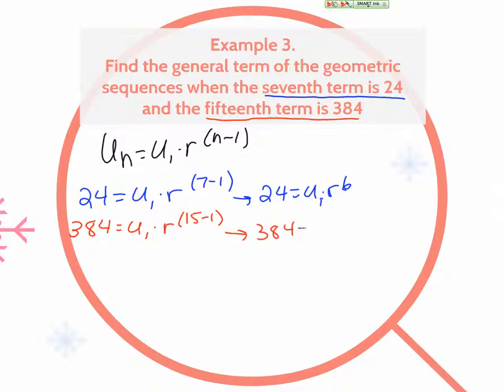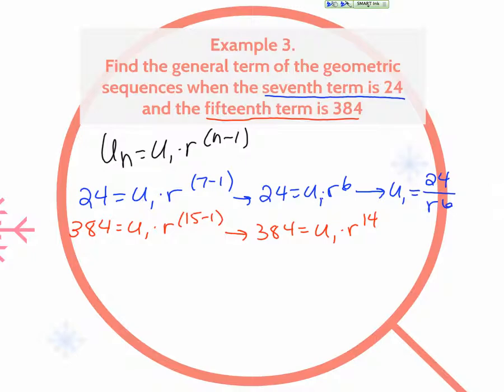So 384 equals the first term times r to the 14th power. Now we need to figure out what the first term is and what the common ratio is. These are sort of weird, right? It's going to be hard right now to get the r by itself and get the r to cancel out because I have r to the 6th and r to the 14th, but this u sub 1 is sort of by itself. I can actually get it by itself if I divide by the r. So if I divide by the r, my first term equals 24 divided by the common ratio to the 6th power.